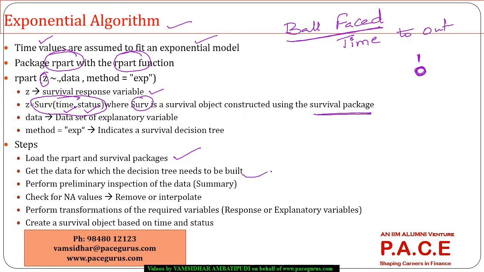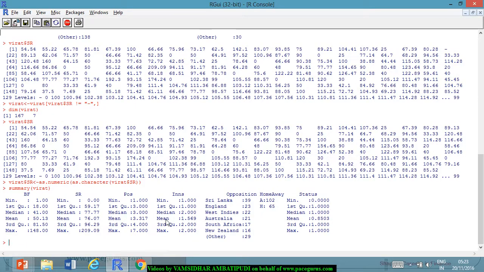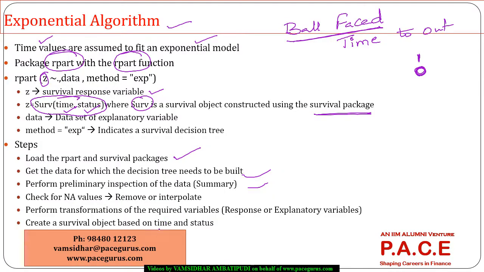Okay, so we got the data. We did a preliminary inspection of the data using the summary. No NA values, no weird values like we had in case of strike rate. We have removed that weird value from the data as well. If required, I can very well perform the transformations of the response variable or the explanatory variables. If at all, in some cases, I want to play around using the logarithm of the time instead of directly taking the time, I can very well do all those kinds of activities.